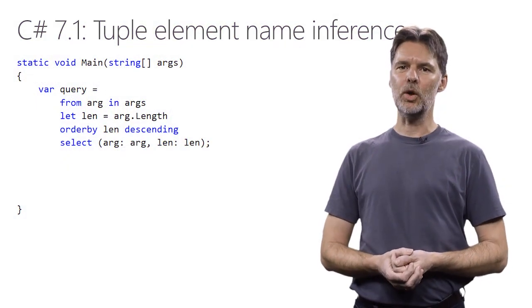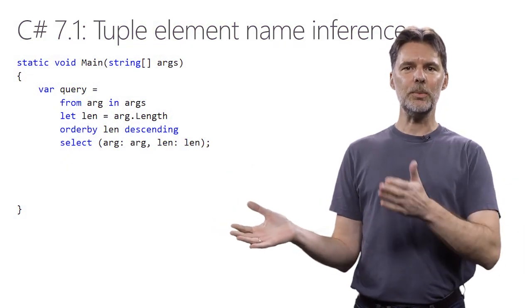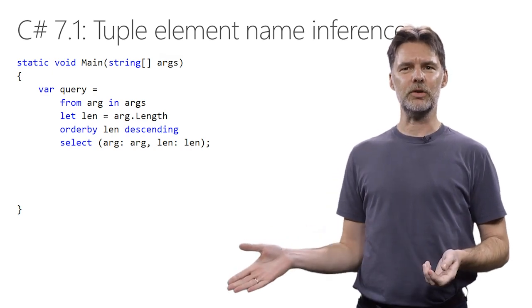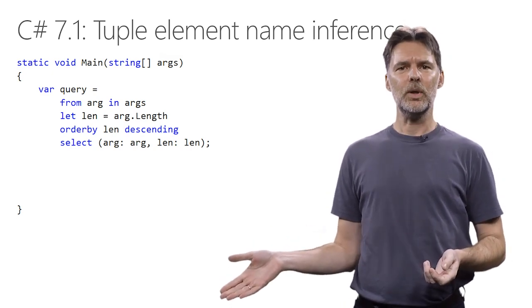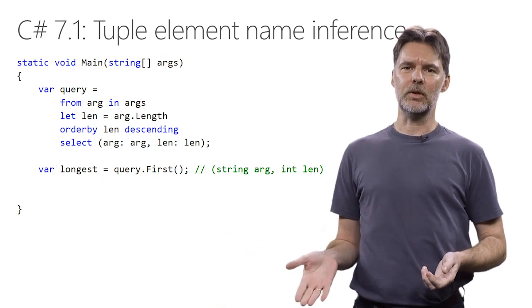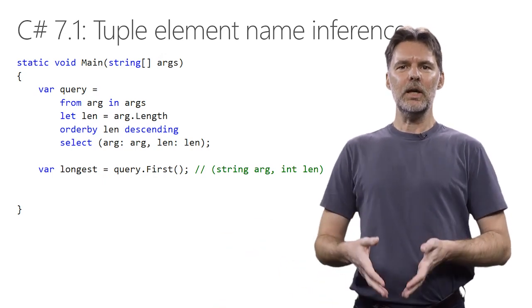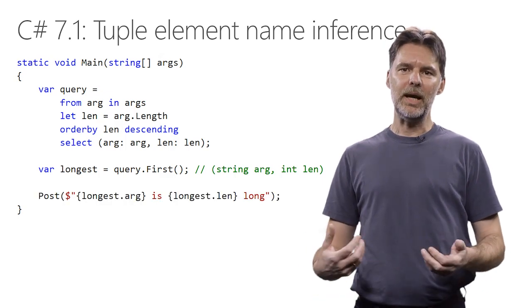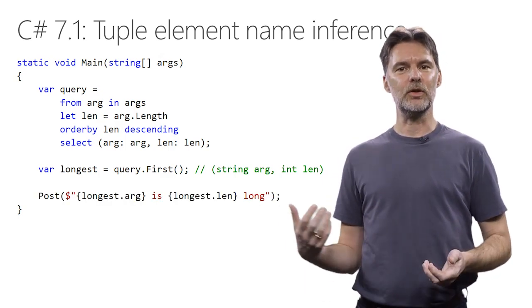In C# 7.0, we added tuples, which can optionally have names for their elements. Here's a query that produces such named tuples. When we take the first element out of the query, it therefore is a tuple that has those element names, and we can access them by the names like we do inside of this interpolated string.